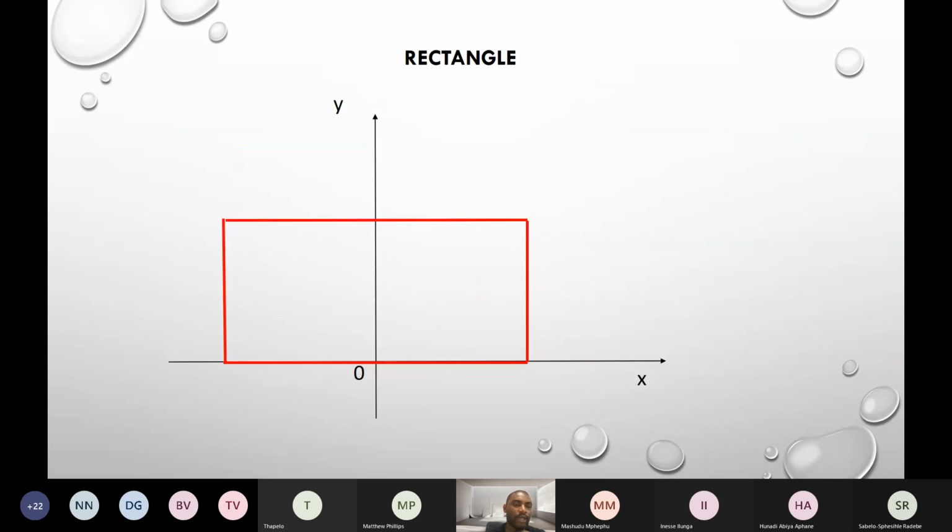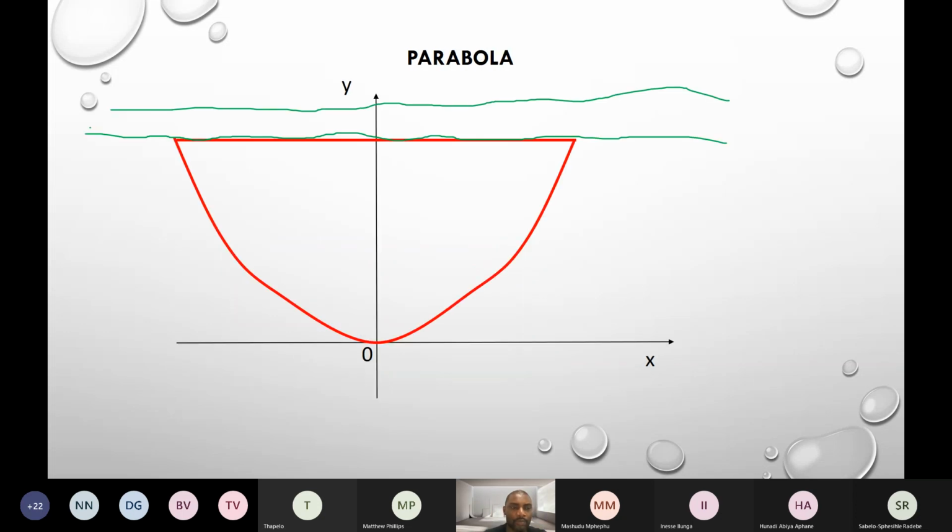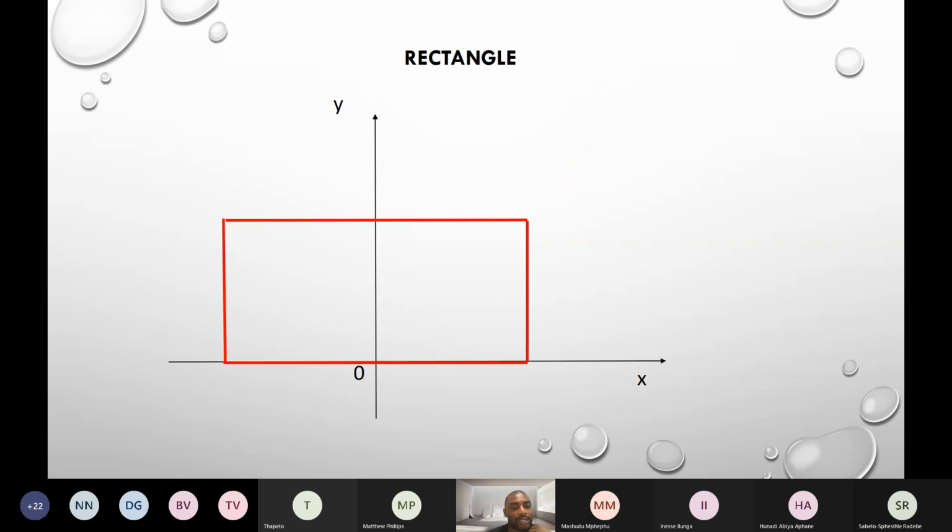Next is a rectangle. It will be like this. And then after the rectangle, it should be a triangle, which is like this. Okay, so this is the rectangle. This is the parabola going back. This is the parabola. This is the rectangle here.